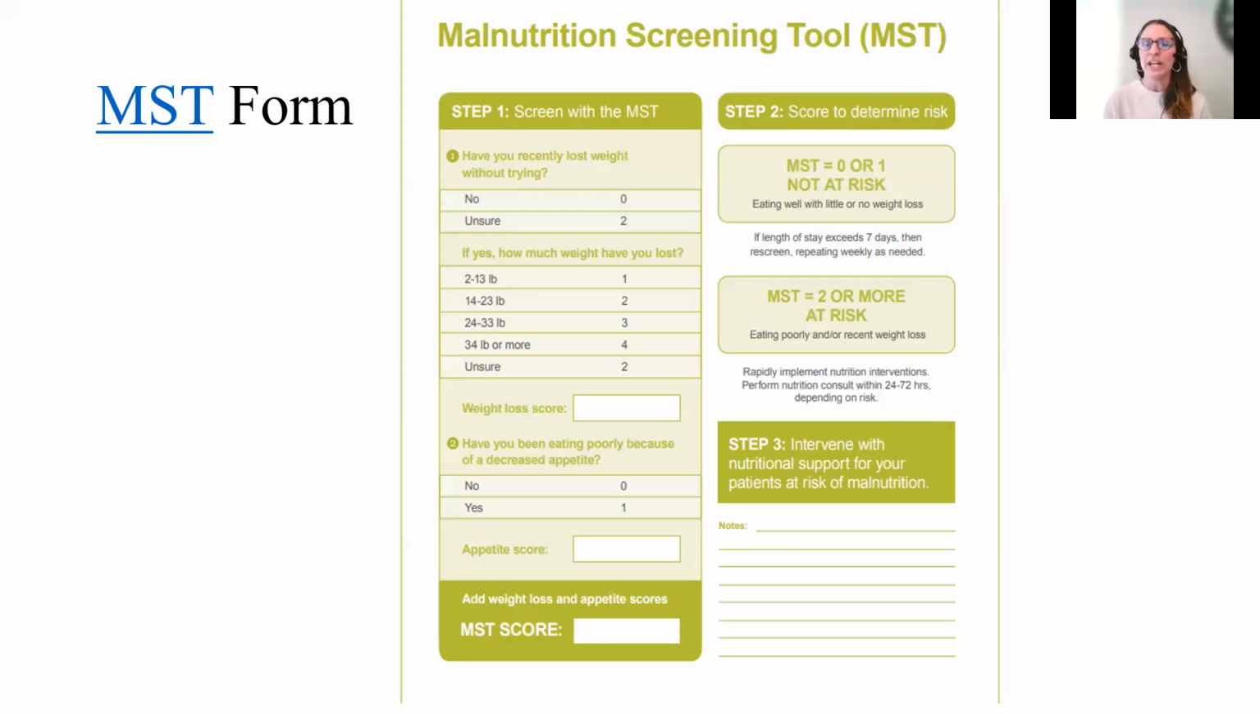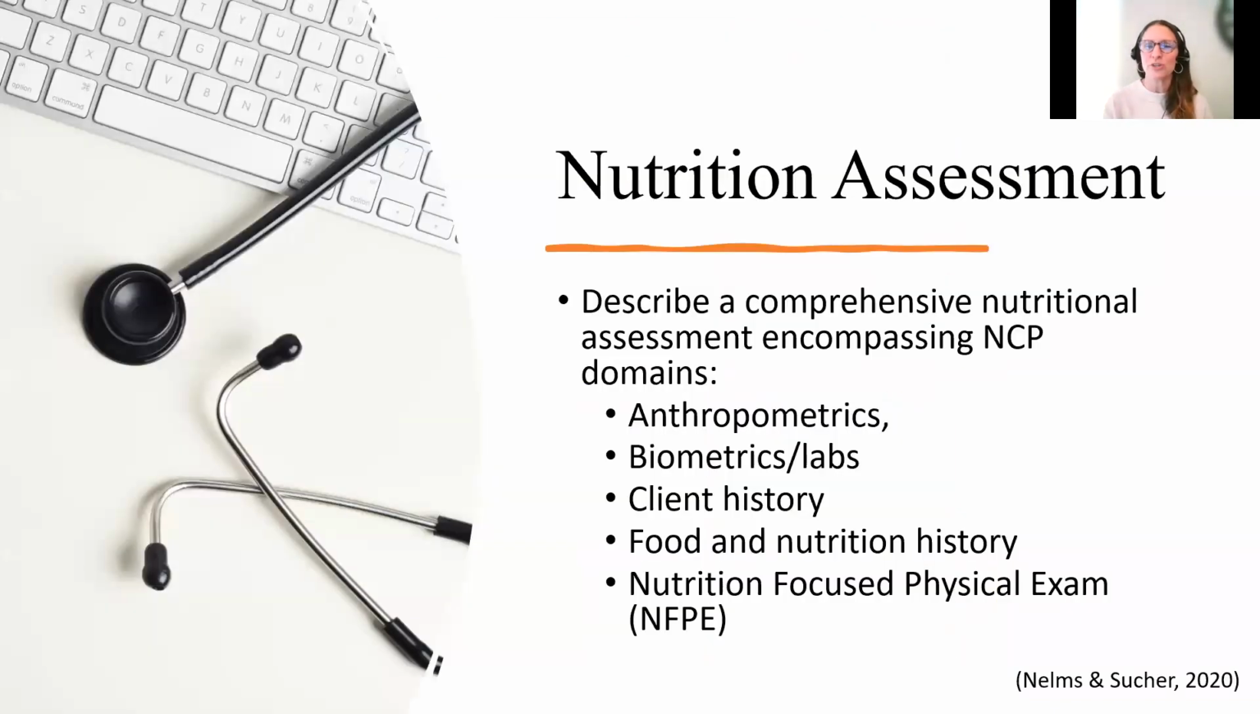So this is a screening, and it asks no or unsure or how much weight has been lost. I do notice this is done in pounds, but that means that if there's a weight loss of over 14 pounds, or if the person is also eating poorly, it's automatically going to trigger that extra nutrition support for that patient. So that's called the malnutrition screening tool.